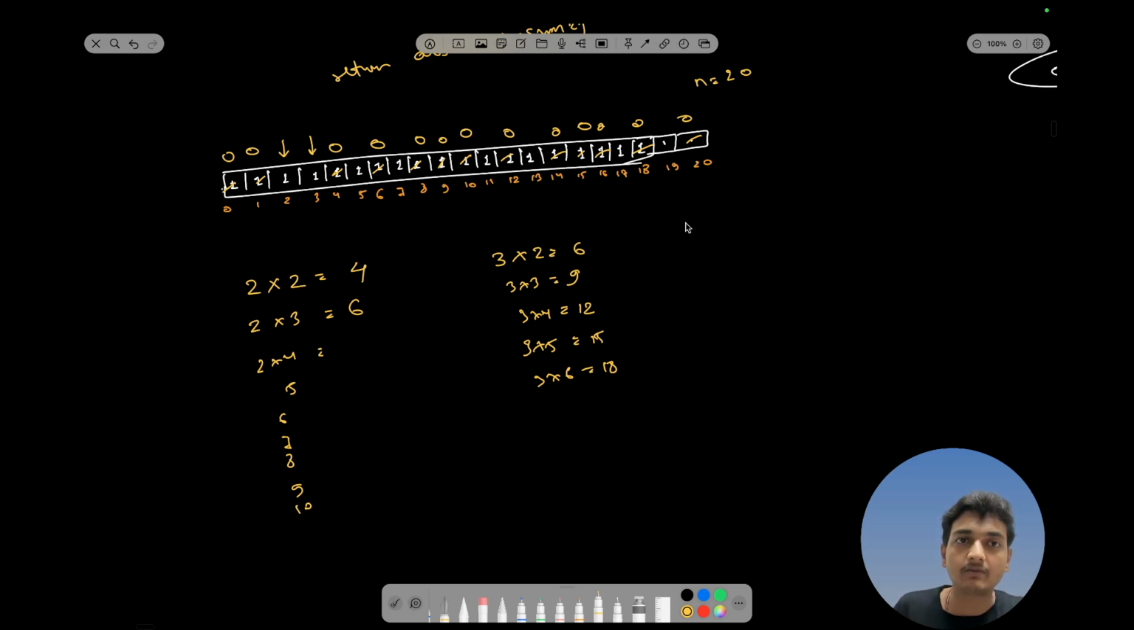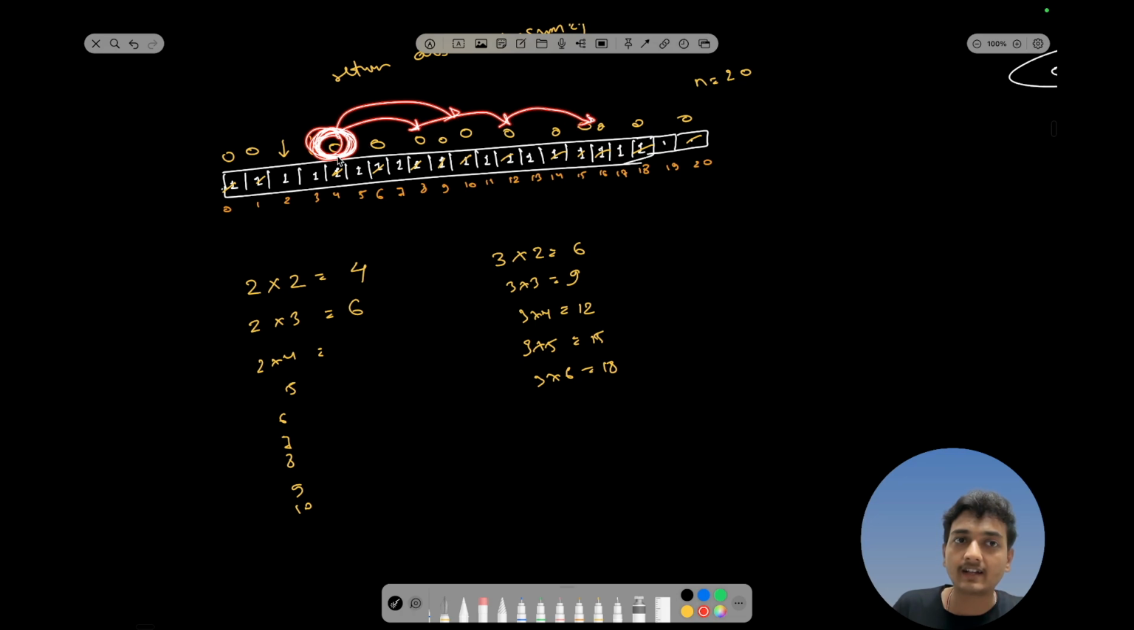Okay, the same thing I have to do for 4, 5, 6, 7, 8, everyone. So 4 I will not be doing this because this 4 is already 0, right? So whatever number is divisible by 4, let's say 4 can divide 8, 4 can divide 12, 4 can divide 16.